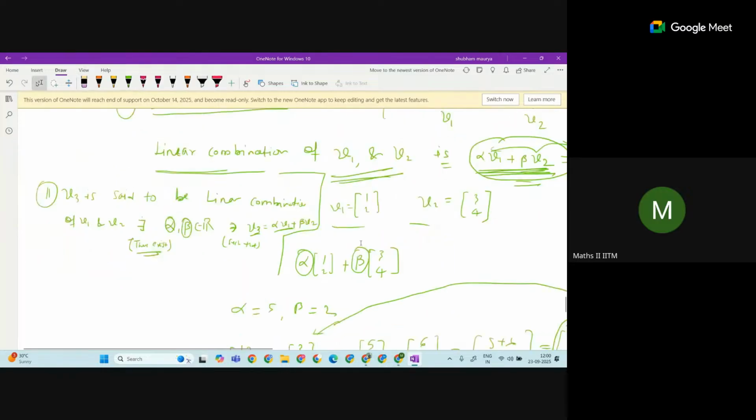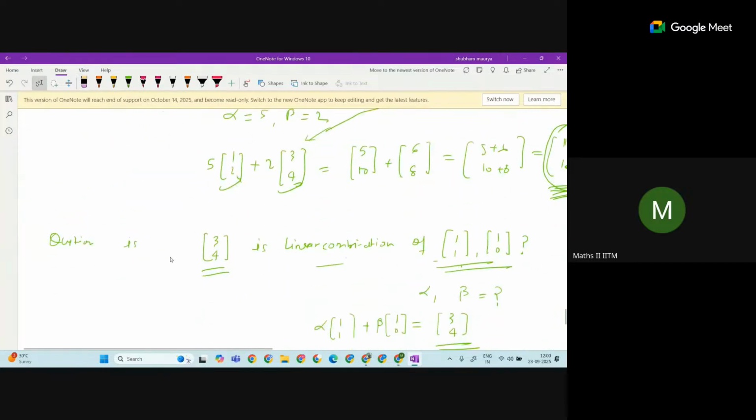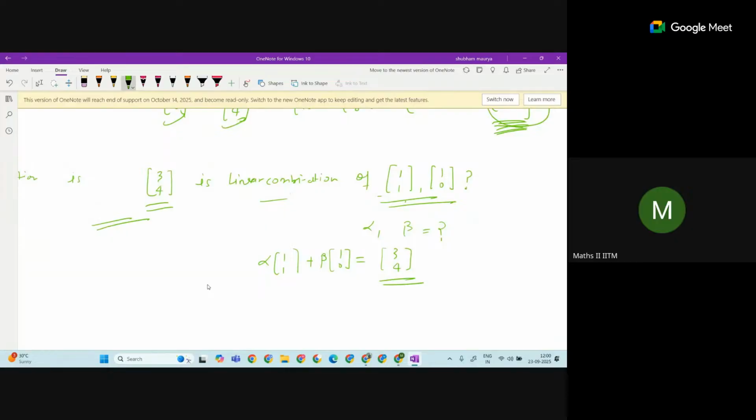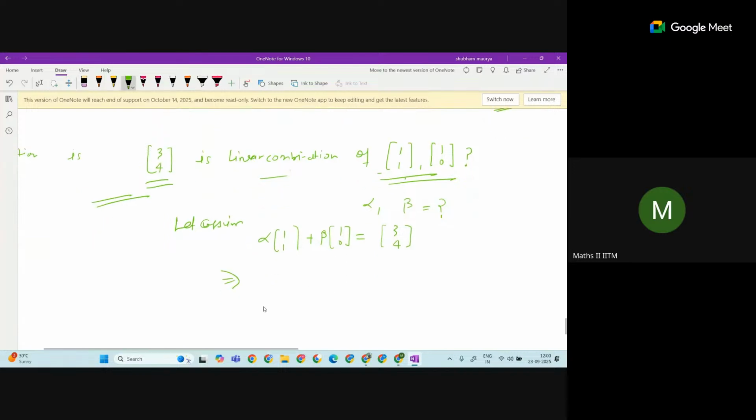I just wrote this definition slightly differently and created a question: are we able to get alpha and beta? This is simple. Let's assume there exist alpha and beta such that this holds. This is an equation between vectors. So it is alpha times (1, 1) plus beta times (1, 0), and this is (3, 4).